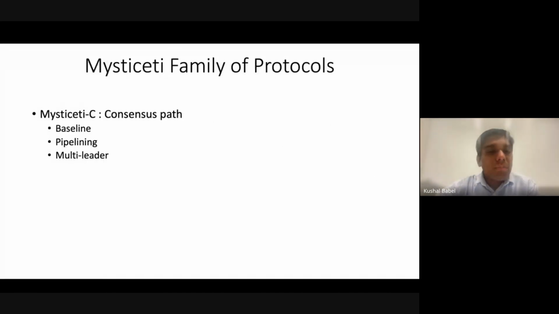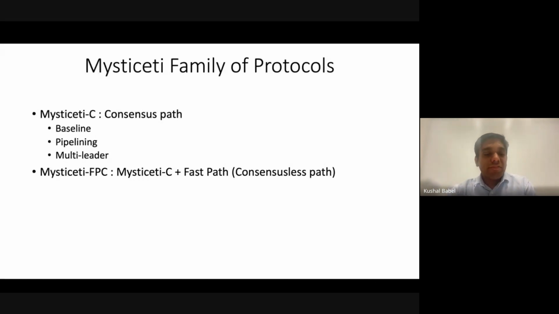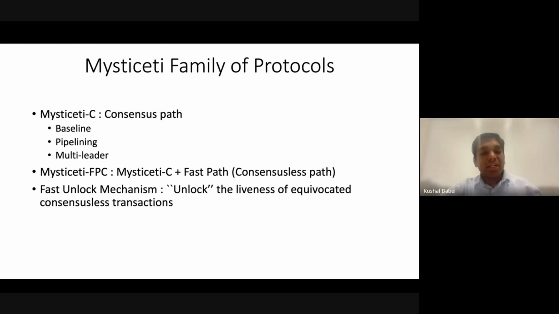All right. So Mysticeti C, as we call it, is the consensus part of our protocol. It has a baseline version, and then I'll introduce how we can have pipelining in this version, and then I'll also introduce something called multi-leaders, which makes the protocol more robust. And then, as I mentioned, there is a fast path in the protocol. So when you combine Mysticeti C, any of these variants, with a fast path, which is based on consistent broadcast, then we have a protocol which we call Mysticeti FPC, which is fast path and consensus. And finally, as I mentioned, we can unlock the fast path transactions using a consensus mechanism.